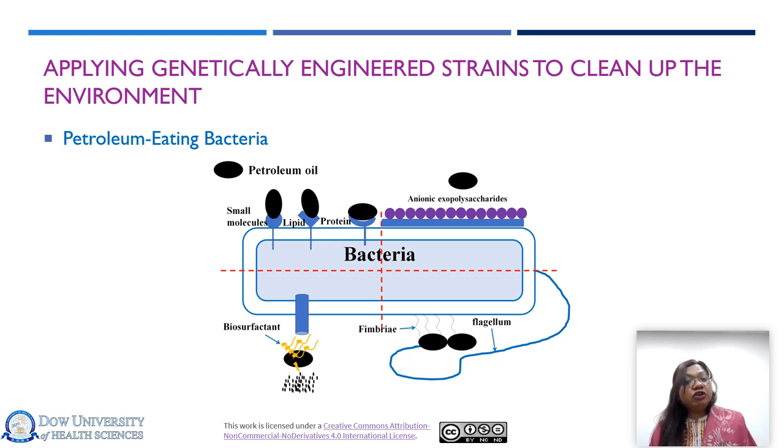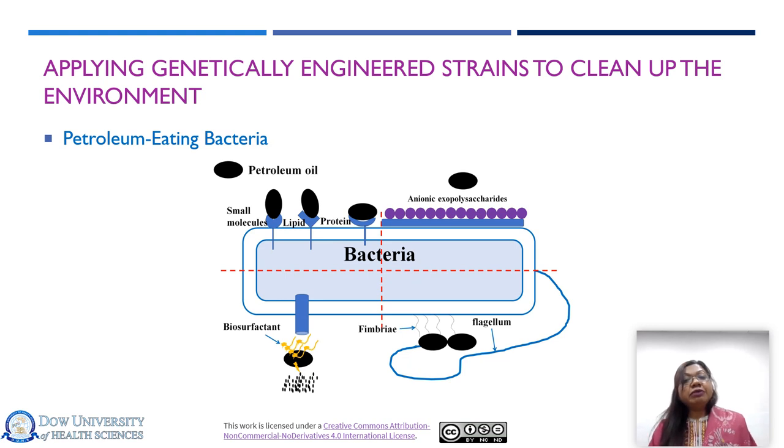Some of the most well-known petroleum eating bacteria include members of the genera Pseudomonas, Alcanivorax, and Acinetobacter. These bacteria have been extensively studied and have been shown to possess a variety of enzymes that allow them to metabolize different types of hydrocarbons. In addition, they can also be genetically engineered to enhance their bioremediation performance for the cleanup of soil contaminated areas.